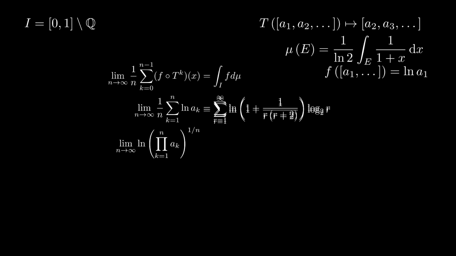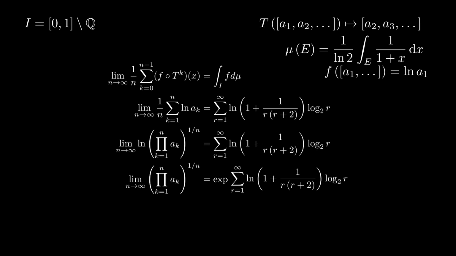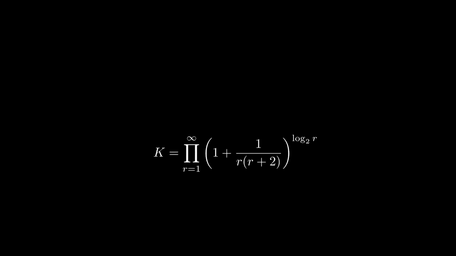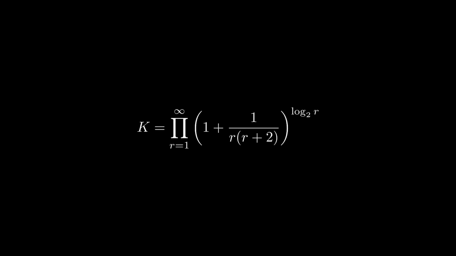We can then use log rules to pull the log out of the sum and turn it into a product. Then, taking an exponent on both sides to cancel the log, we recover the geometric mean on the left. Finally, cancelling the exponent and the logarithm gives us an exact form for Khinchin's constant. Its value is about 2.6.